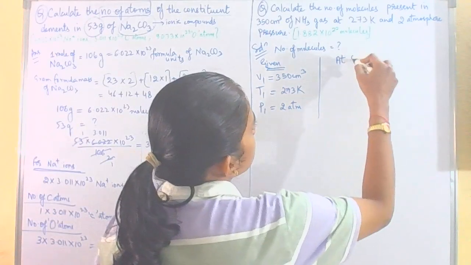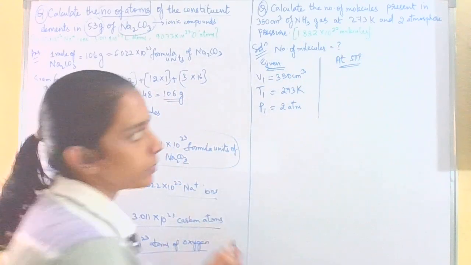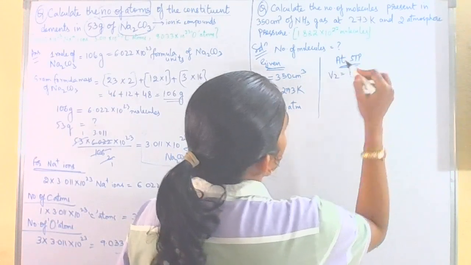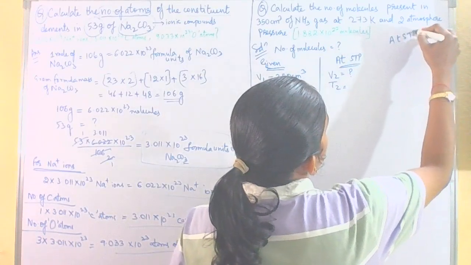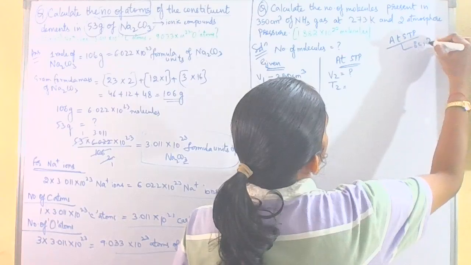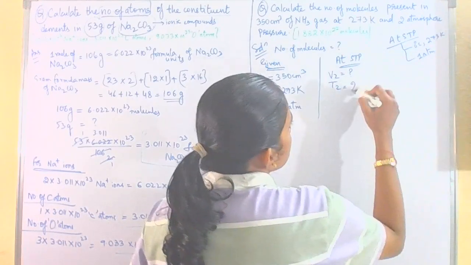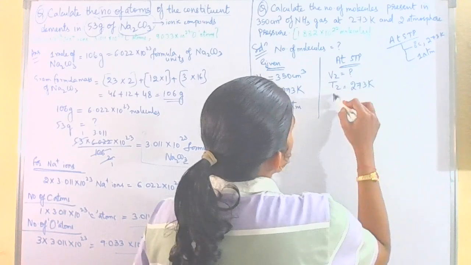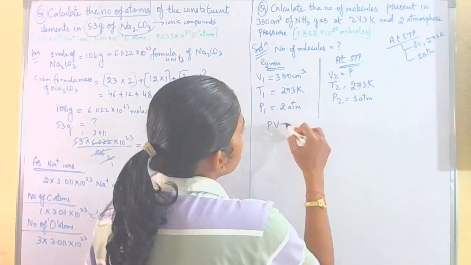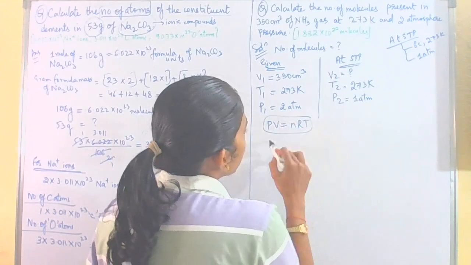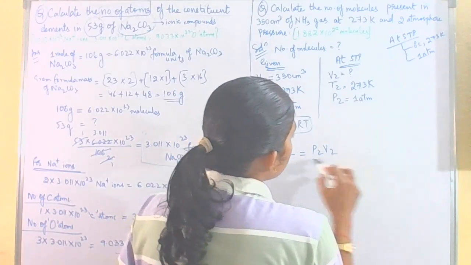Now you have to find the volume of ammonia gas at STP. V2 is equal to how much? At STP, what are the conditions? Temperature is 0 degree centigrade, that is 273 Kelvin, and pressure is 1 atmospheric pressure. So temperature T2 here is 273 Kelvin and the pressure P2 is equal to 1 atmospheric pressure. From the ideal gas equation PV is equal to nRT, we can write that P1 V1 by T1 is equal to P2 V2 by T2.